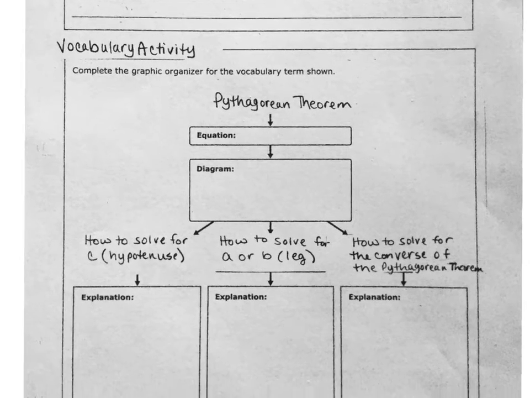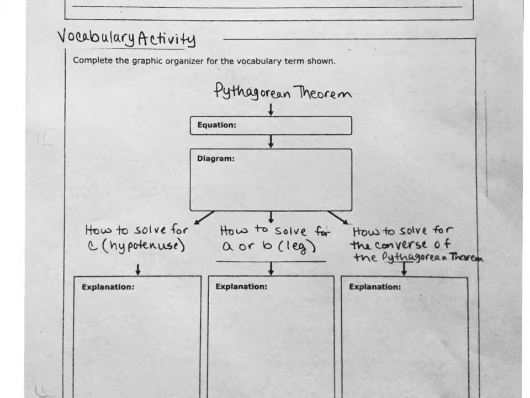And let's now look at the vocabulary activity. So the first step is to write the equation for the Pythagorean theorem. And if you remember what it is, it's a squared plus b squared equals c squared.